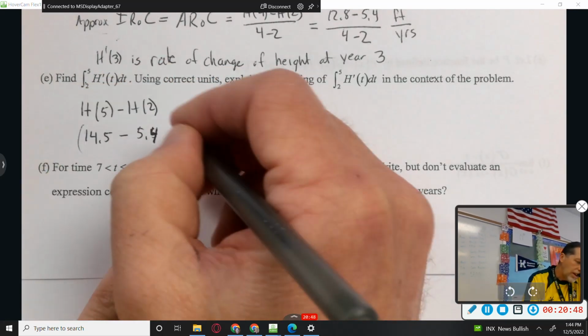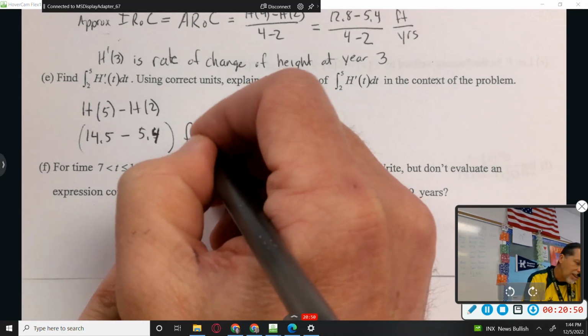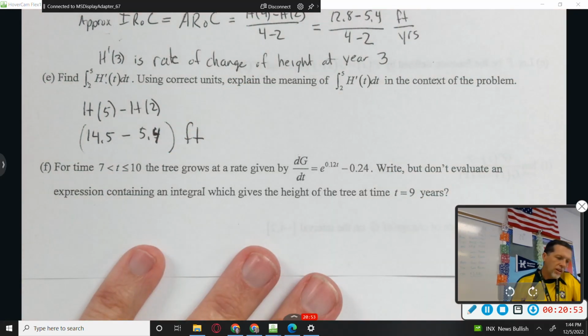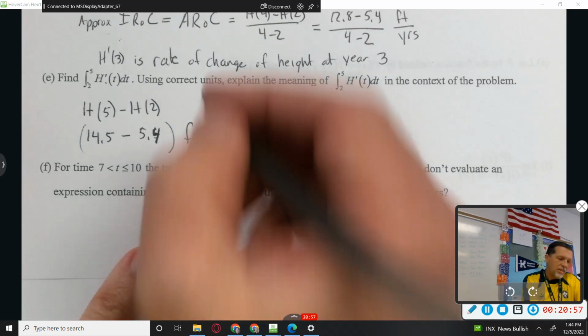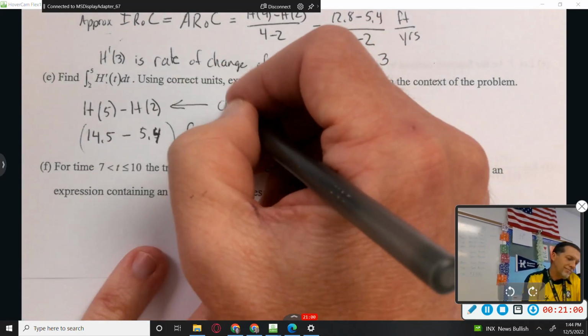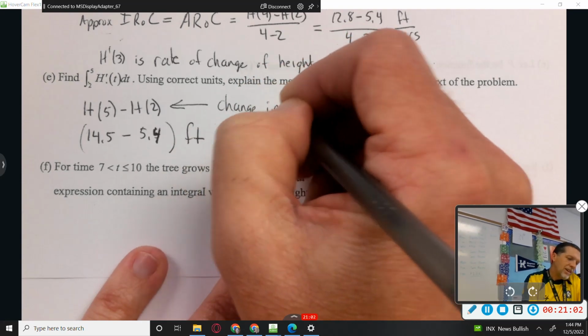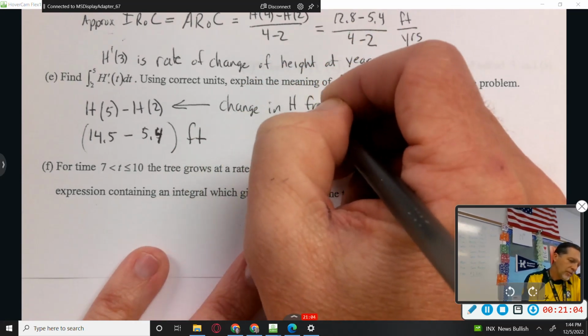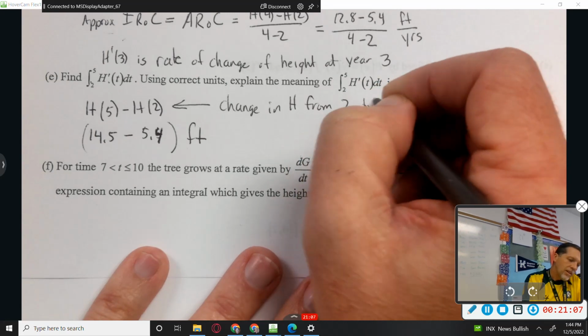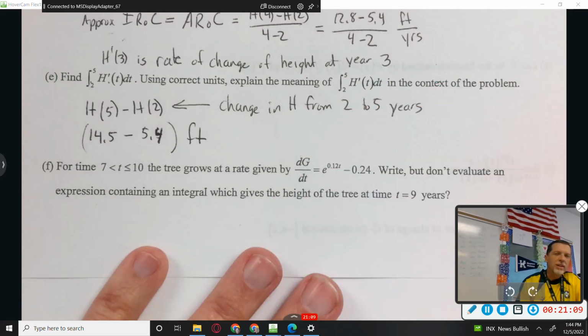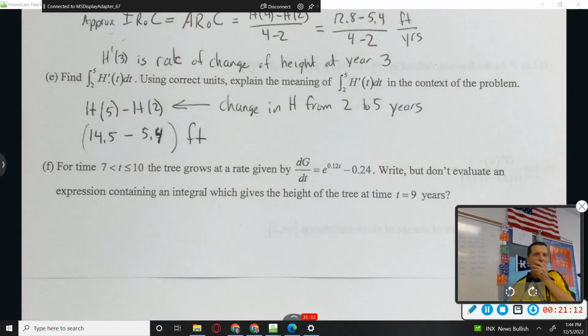And in units, that's feet. So we found it. Explain the meaning of it. That's the best: the change in h from t = 2 to 5. Maybe say 2 to 5 years to be clear. Or you could put x equals 2 to x equals 5, or t equals 2, if you wanted to. I think you could say that because it already said t is in years.